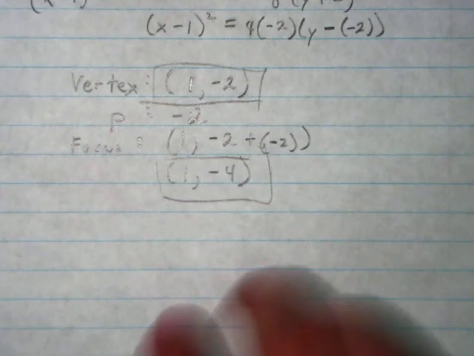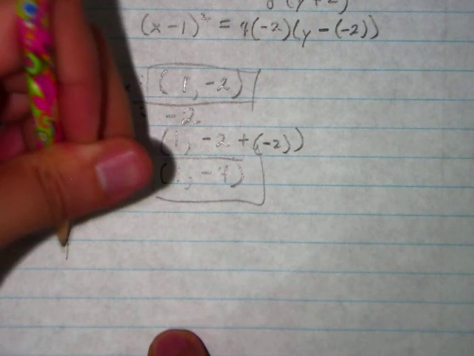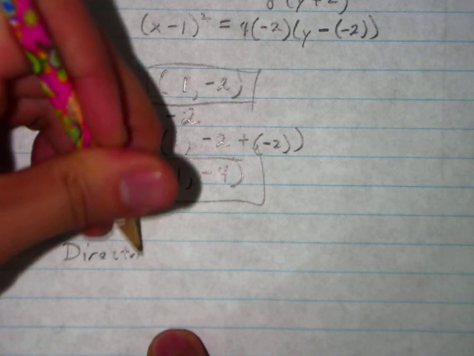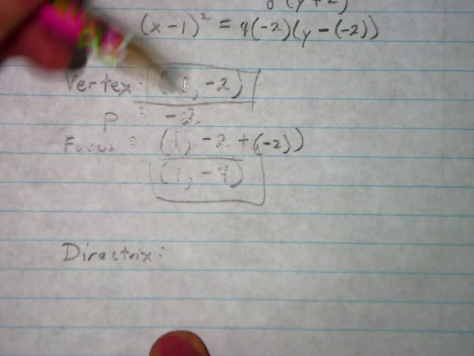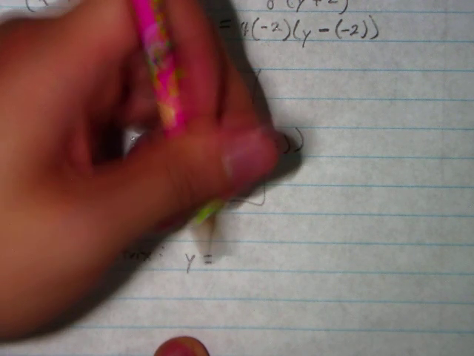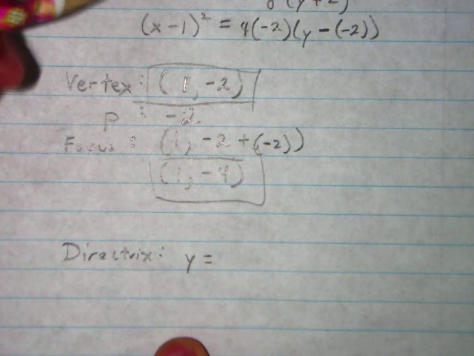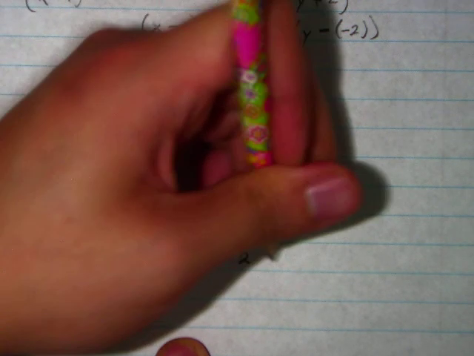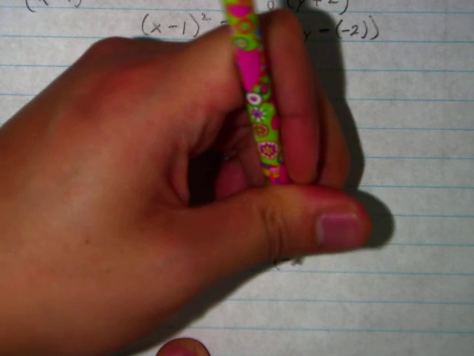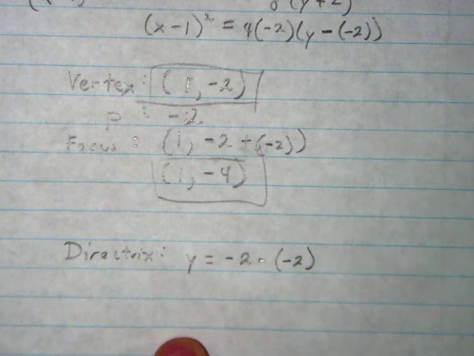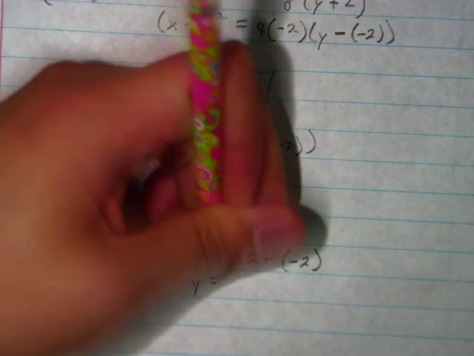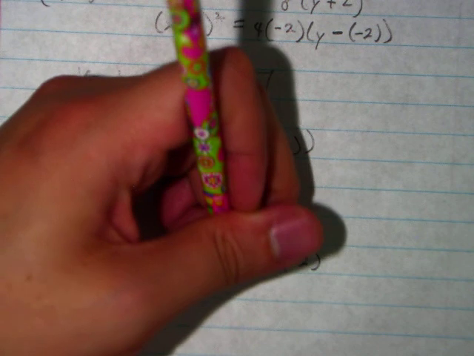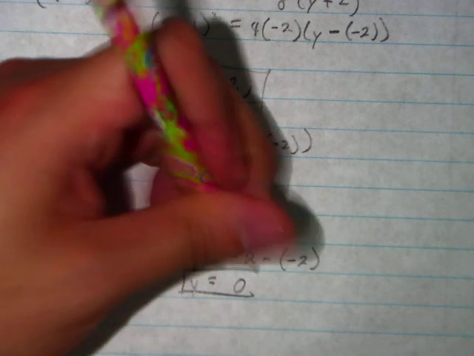Let's do the other item. Let's do our directrix. That'll be at y equals k minus p, so k here is negative 2, minus p, which is minus negative 2. Y equals negative 2 plus 2. Y equals 0.